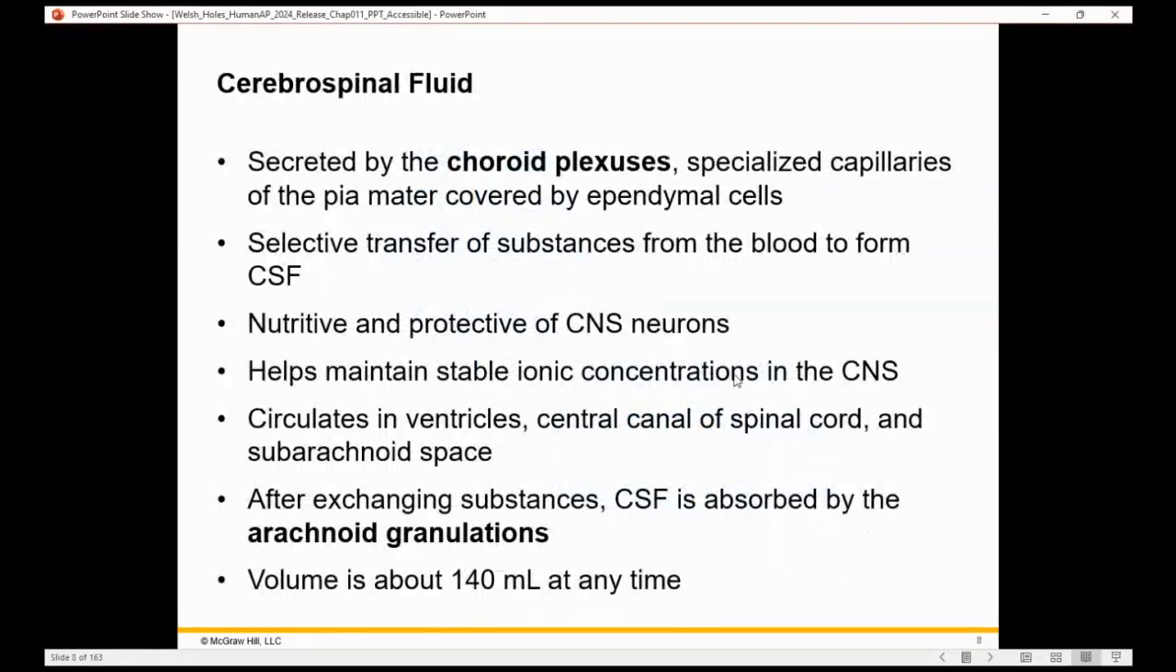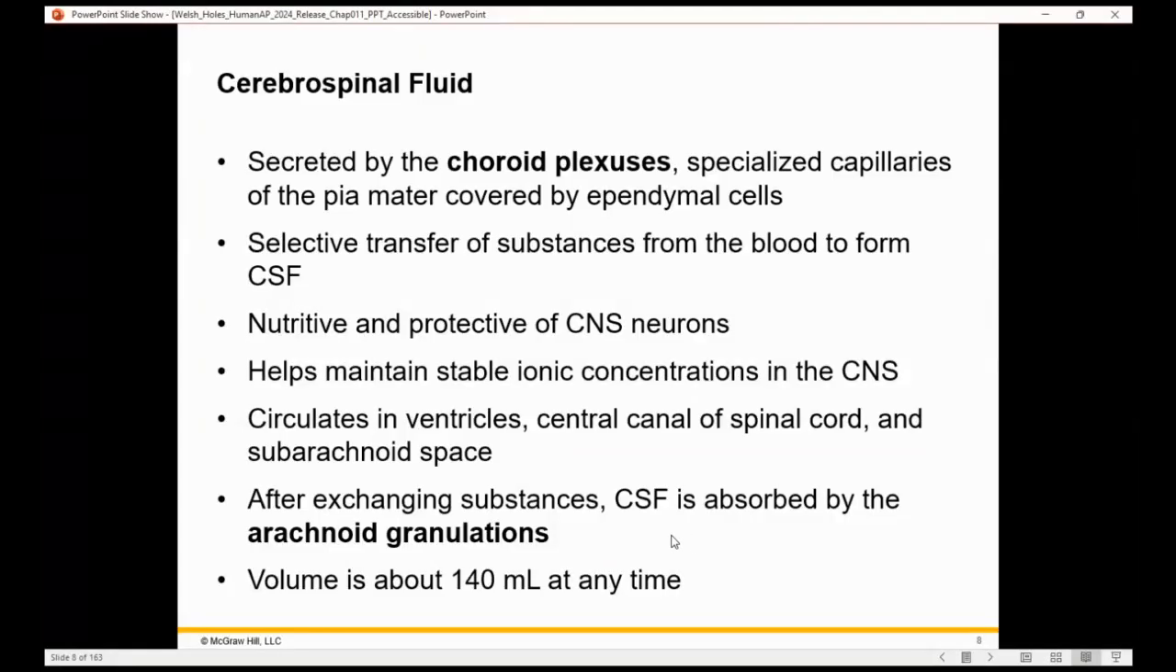Okay, the cerebrospinal fluid. This is secreted by the choroid plexuses. These are specialized capillaries of the pia mater that are covered by ependymal cells. Selective transfer of substances from the blood occurs to form cerebrospinal fluid. And it has a nutritive and protective function for the central nervous system neurons. It helps maintain stable ionic concentrations in the central nervous system, and it circulates in the ventricles, the central canal of the spinal cord, and the subarachnoid space.